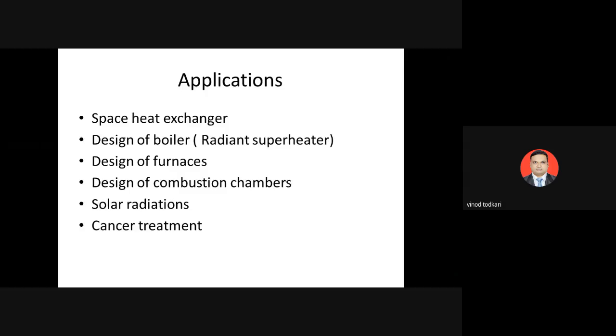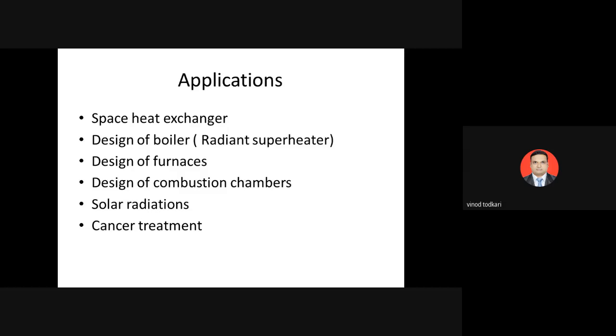What is the basic difference between conduction, convection, and radiation? Conduction and convection need a medium, whereas radiation does not need any medium. These are some of the applications where radiation is required. We already discussed them in the last lecture, so we'll not go into detail. Take space heat exchangers, where ambience is not there. Through vacuum, the heat transfer will be only in the form of radiation.